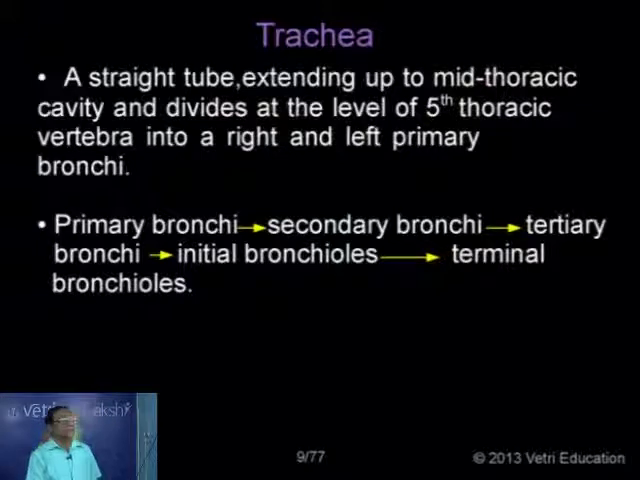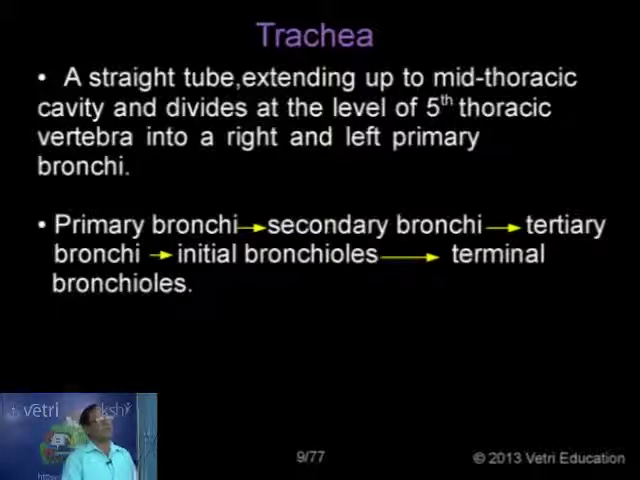Then the voice box at the larynx is followed by the next one, the trachea. A long tube supported by incomplete rings of cartilage, in order to prevent the trachea from collapsing. So we have a non-collapsible trachea. This is because of the presence of cartilaginous rings. This is a tube extending from the pharynx up to the level of the mid-thoracic cavity.